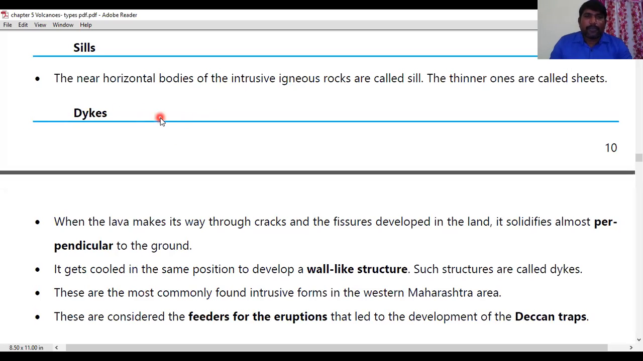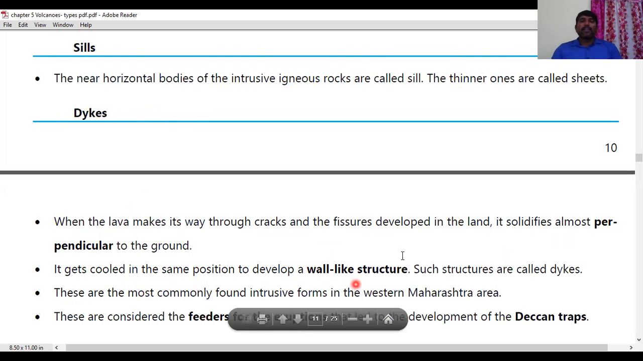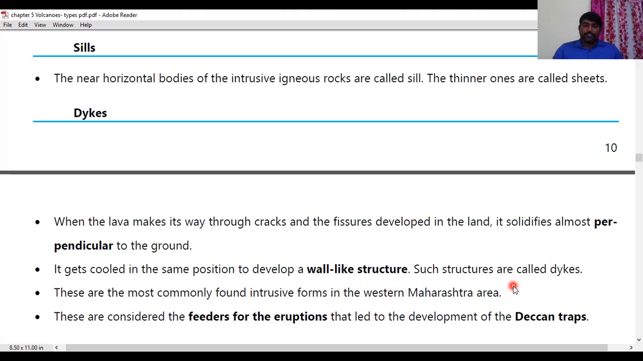Another intrusive volcanic landform is the dike. When the lava makes its way through cracks and fissures developed in the land, it solidifies almost perpendicular to the ground. It gets cooled in the same position to develop a wall-like structure. Such structures are called dikes. These are the most commonly found intrusive volcanic landforms in the western Maharashtra area. They are considered the feeders for the eruptions that led to the development of the Deccan rocks.